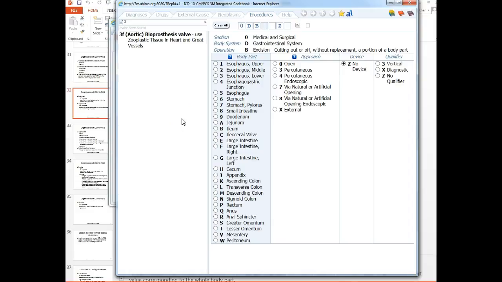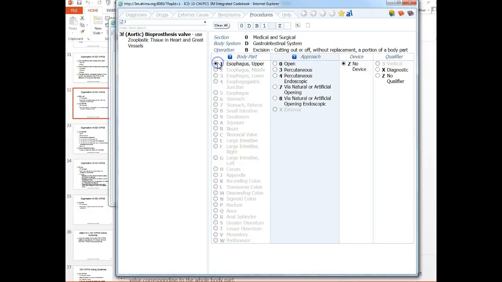So also looking on page 114, we want to talk about approaches. And the approach is the fifth character. This is the approach right here. So character 5 out of 7. And there's a specific definition for each approach.